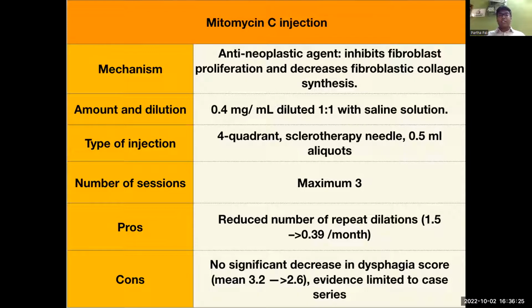And mitomycin C, as we have already discussed, is difficult to procure sometimes, but the dilution is almost the same. It is 0.4 mg rather than 40 mg in case of triamcinolone. The injection is the same with the sclerotherapy needle, maximum 3 sessions. It reduces the number of repeat dilatation, but there is no significant decrease in the dysphagia score as in the study. And the evidence is limited to case series, and in the pediatric age group, it is more used.